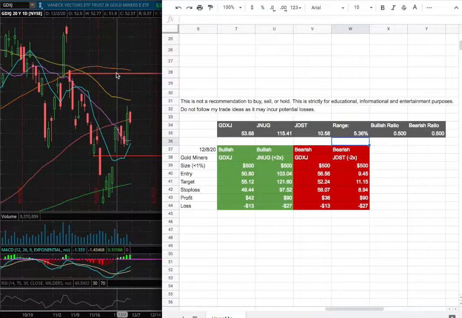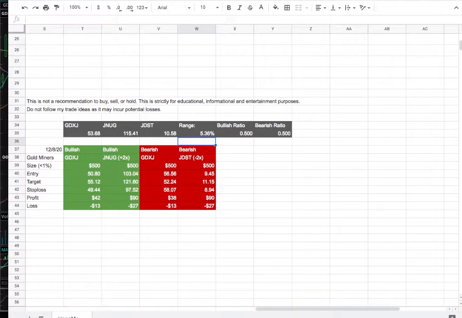However, if I were to open a short position, my entry is at $56.56, and that is this range here. My sell target's at $52.24 and my stop loss is at $58.07. So whichever entry price were to hit first, that will be my position of the week.